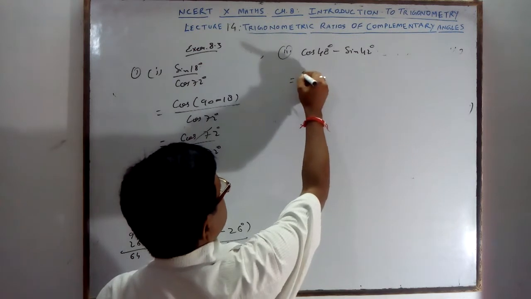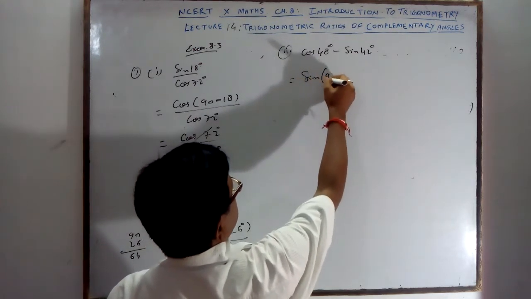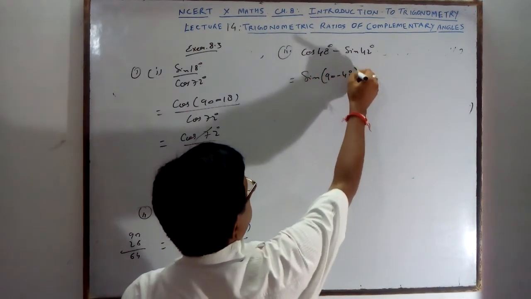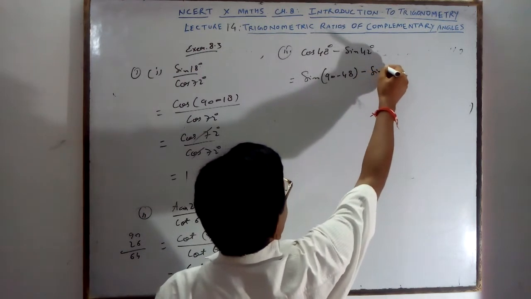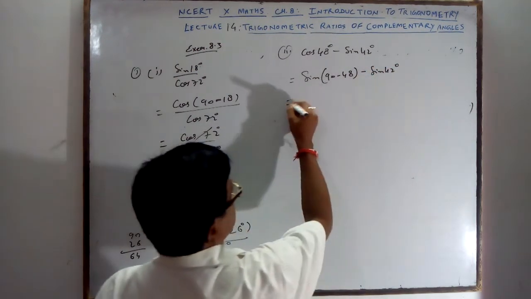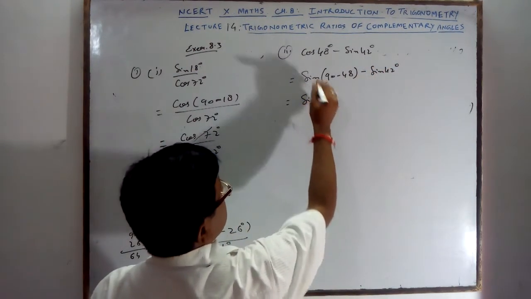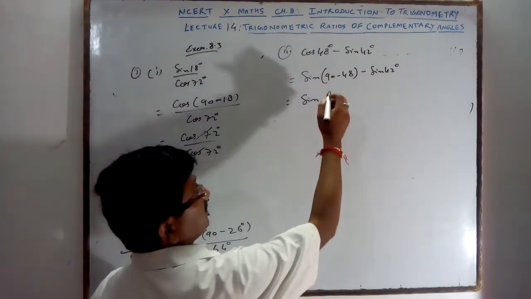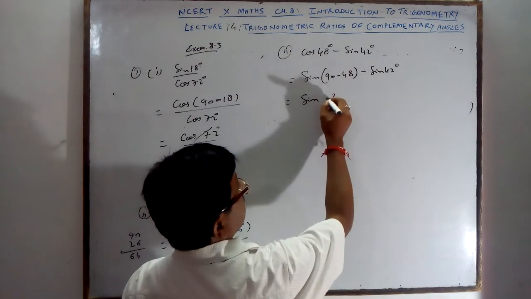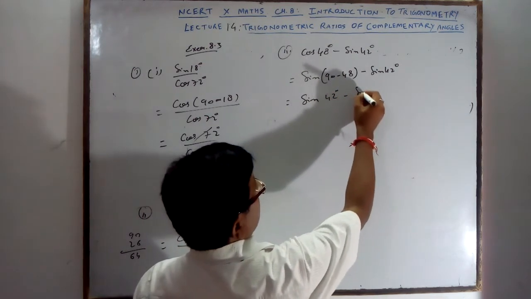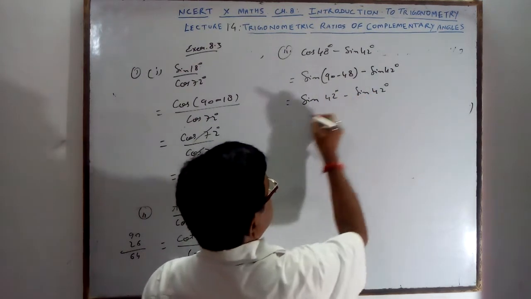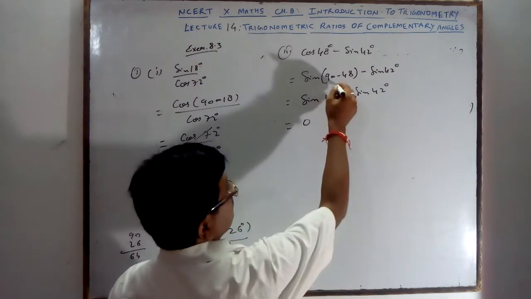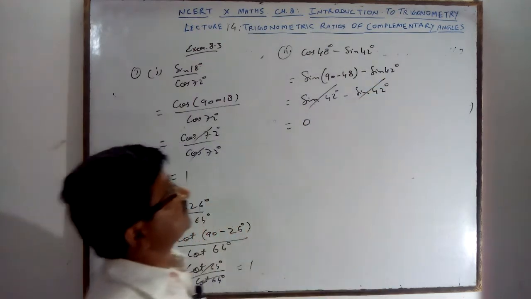So I am changing this, then you can write sin 90 minus 48. So this is sin 42 degree as it is. Subtract, because you have changed the cos into sin, then the angle you are subtracting, not theta. So it is again 42 degree. So what is your answer? Your answer will be 0 because both will be subtracted.